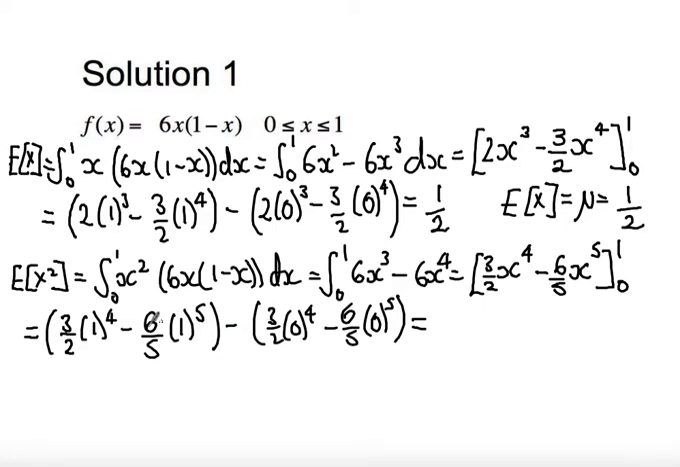and work through it. Make sure you're careful when you type it all in. If you do that, you should come out with a value of 3/10. So the expectation of x squared is 3/10.